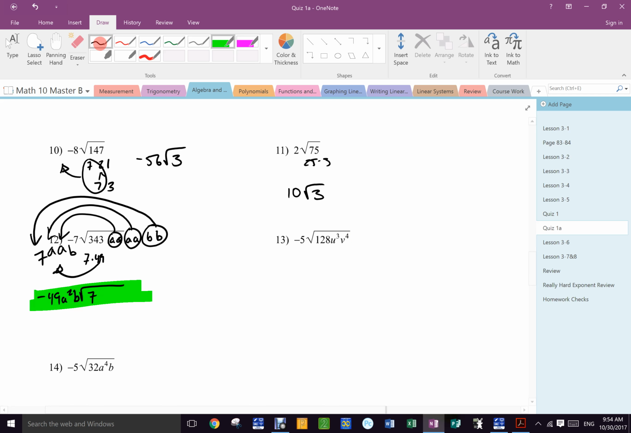This guy, what should I deal with first? The number, it's 2 times 64. Why do I stop there? 64 is a perfect square, so what's coming out? 8. How many U's are coming out? 1. How many U's did I leave in there? 1. So I took out 2 of them, I left 1. How many V's are coming out? 2. Plus there was a negative 5 out there. What did I leave under there? 2U. 8 times negative 5 is negative 40. U, V squared, root 2U.